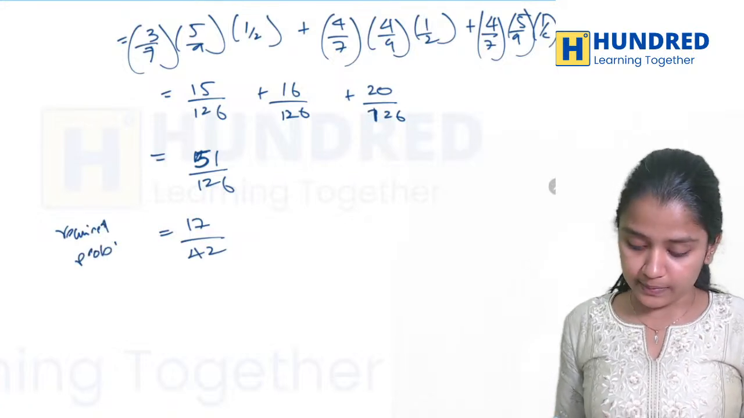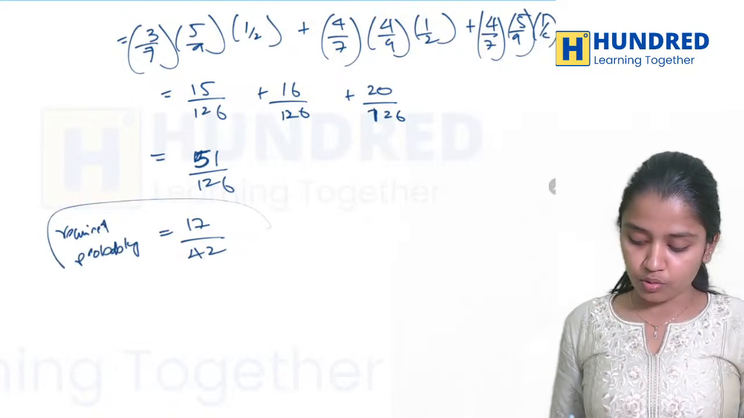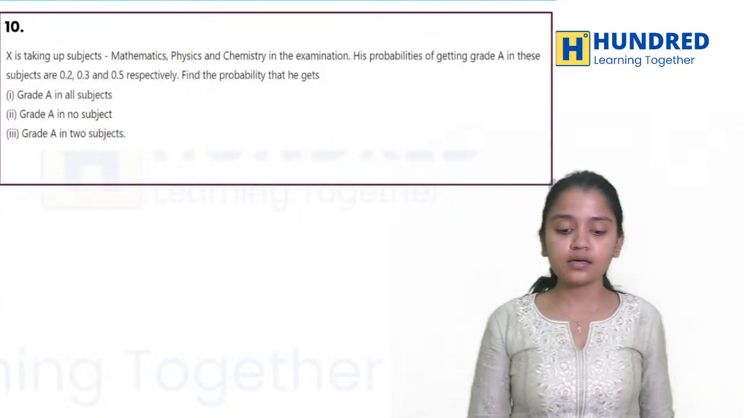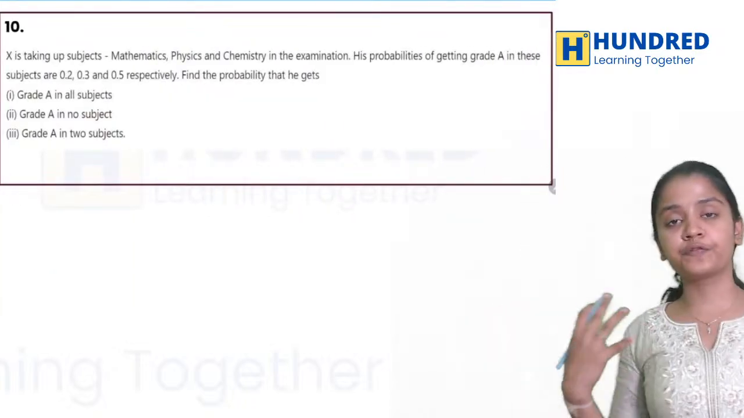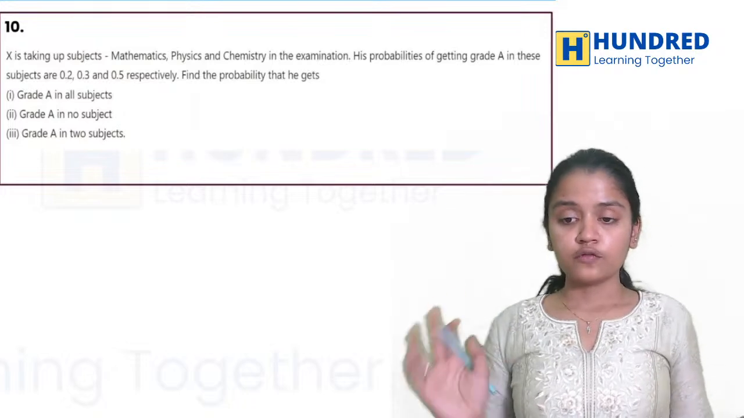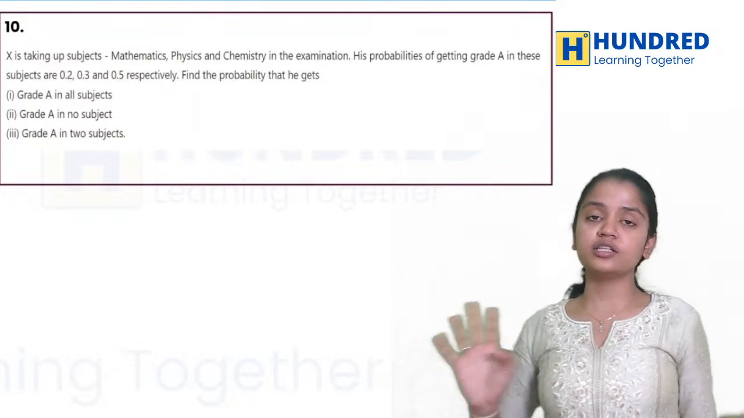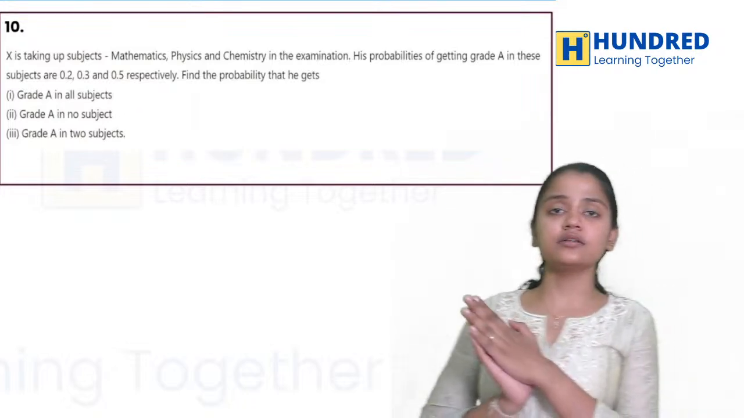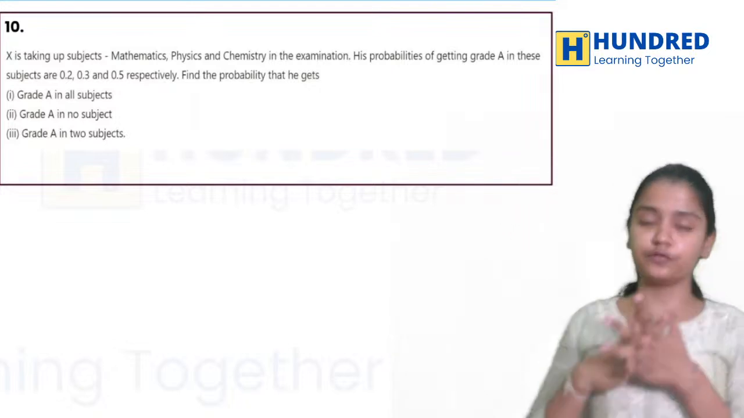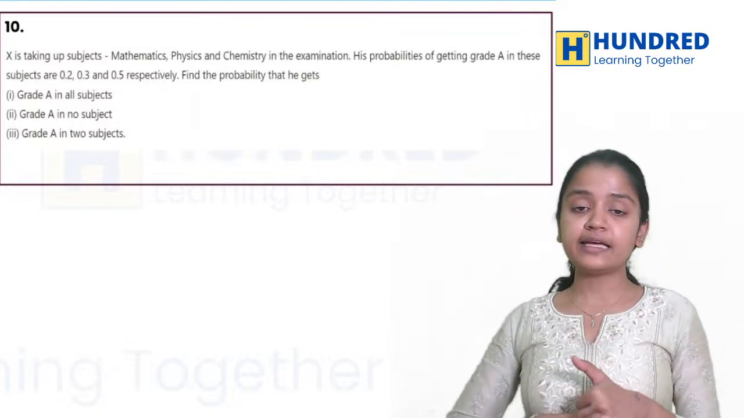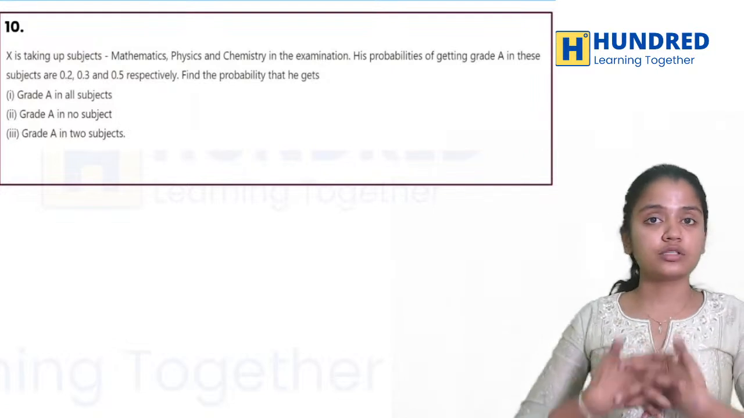Required probability. So yes, so remaining from 10 till 15 sum is your homework for today. So உங்க homework வந்து chapter question number 10 ல இருந்து 15 வரைக்கும் உங்க homework for today. So please complete it and come to the class tomorrow.